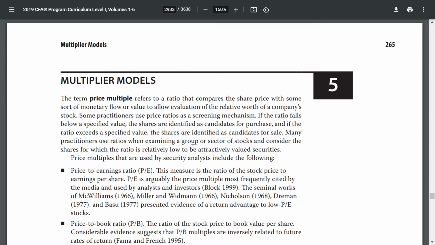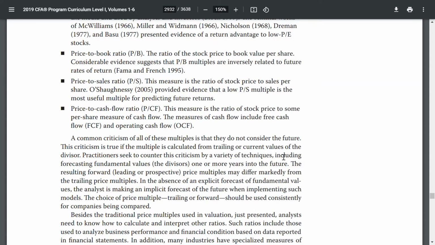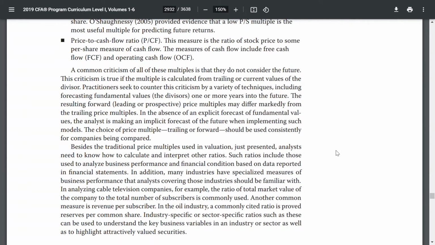Many practitioners use ratios when examining a group or a sector of stock and consider the shares for which the ratio is relatively low to be attractively valued securities. Price multipliers used by security analysts include the following: the PE ratio, the price to earnings ratio, the price to book ratio, the price to sales ratio, the price to cash flow ratio. The common criticism of all of these multipliers is that they do not consider the future. The criticism is true in the case of multiples calculated from trailing, that is, current, values of the divisors.